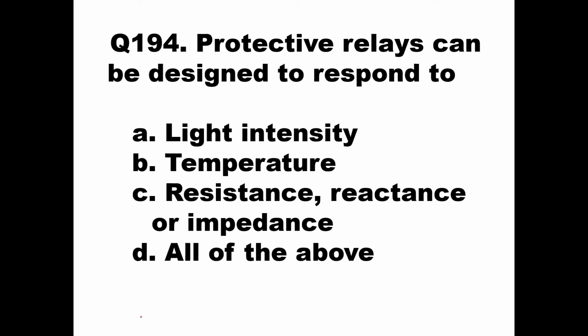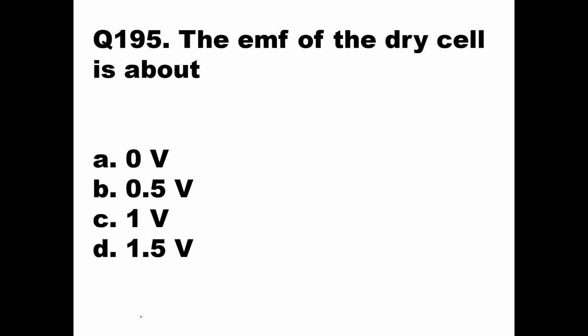Question number 194. A protective relay can be designed to respond to. Option A is light intensity. Option B is temperature. Option C is resistance, reactance, or impedance. Option D is all of the above. Okay. Now a relay can be activated by any physical parameter. Okay. So a parameter like light, a parameter like temperature, a parameter like resistance, reactance, or impedance. All these can be used to activate a relay. Okay, that means option D will be the right answer here. D, all of the above. Okay, then we'll go to the next question.